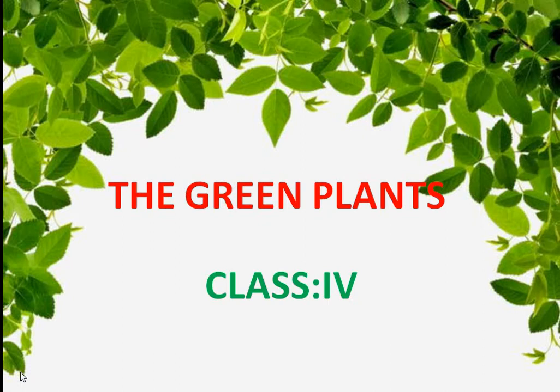So, today we'll start a new chapter. The chapter name is The Green Plants, and in this chapter, we'll learn about different parts of a plant, especially the leaf, and then how leaves make food, and then we'll learn about the interdependence of plants and animals. So let's start the chapter.